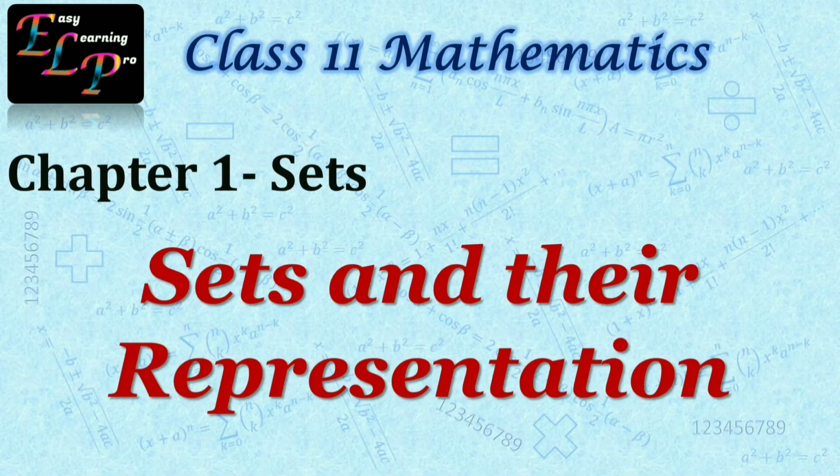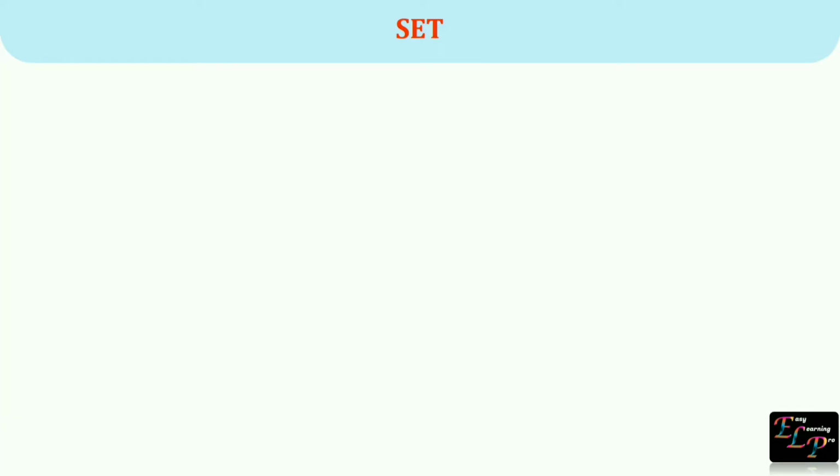Today we are discussing the first chapter of class 11 mathematics, sets. Let's start with the definition. A well-defined collection of distinct objects is called a set. A set is a collection of objects, but any collection cannot be called a set. It must be well-defined. That means there must be a rule to identify the object.